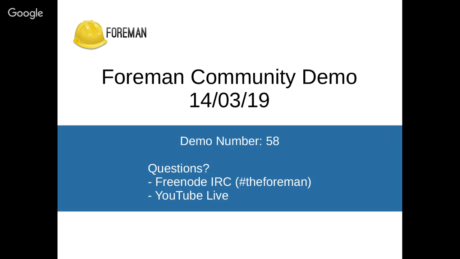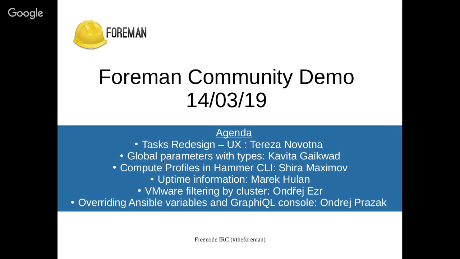So we start with today's Foreman community demo number 58, and we have too much on our agenda today. We have task redesign by Teresa, then global parameters with types by Kavita, compute profiles in Hammer CLI by Shira and uptime information by Merrick, then VMware filtering by cluster by Andrej, and in the end we have overriding Ansible variables and the GraphQL console by Andrej Prasad.